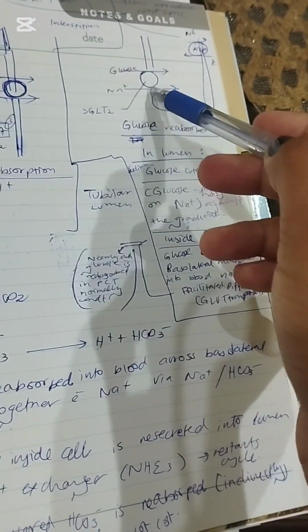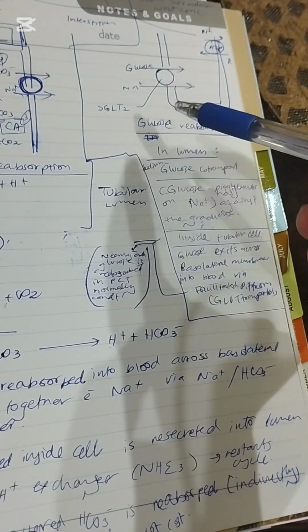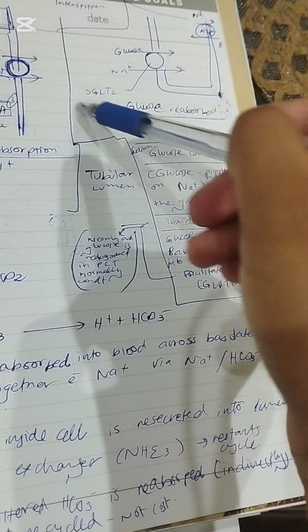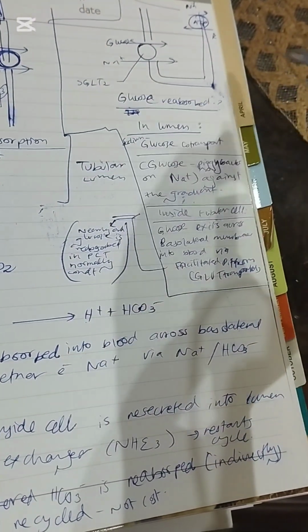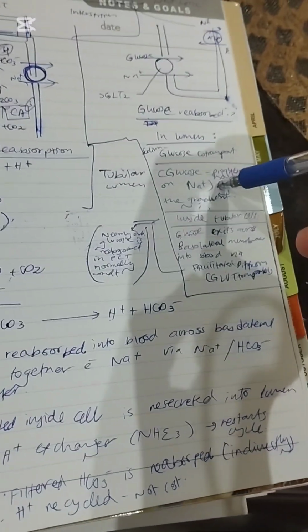Okay, now let's talk about what happened here. So here we can see sodium and we can see glucose as well. Why are they together? This is happening through the SGLT2. Here we can see. So glucose is reabsorbed, but how? In the lumen. So this was the lumen in the center.